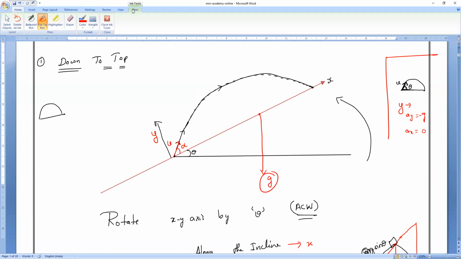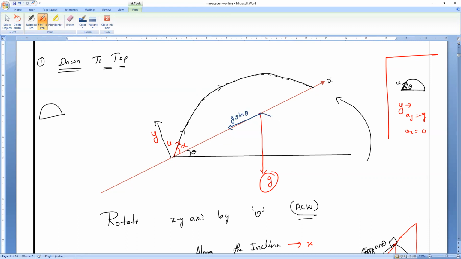Then on the x-axis, mg cos theta is acting. The body is moving in the downward direction. So at this point, as we all know, acceleration, or whatever it is, weight is acting in this direction. So what does that become? g sin theta.